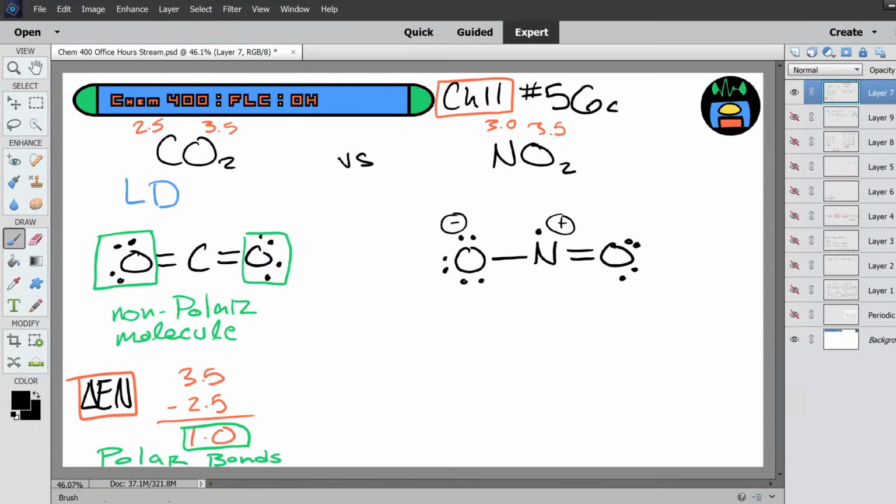Now, for NO2, let's look at our difference in electronegativity. Oxygen is 3.5, nitrogen is 3.0. The difference in electronegativity here is 0.5. These bonds are polar. Now, the question is, it has polar bonds, is the molecule polar? And the answer is yes.